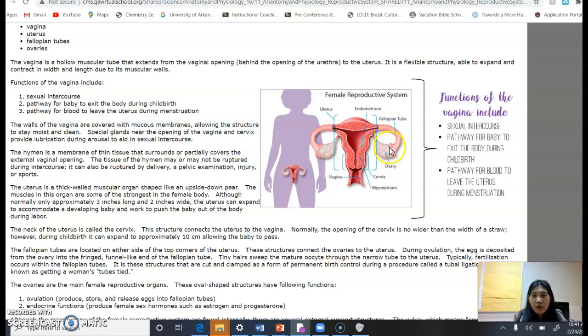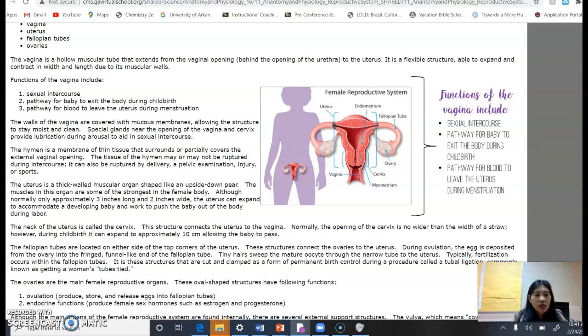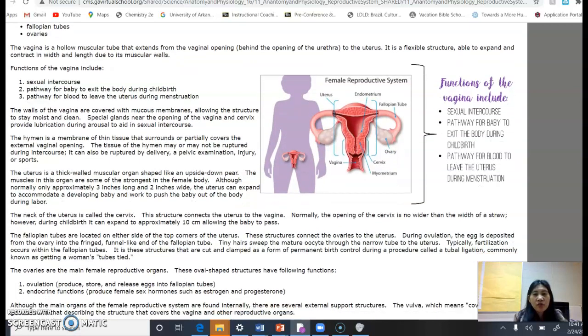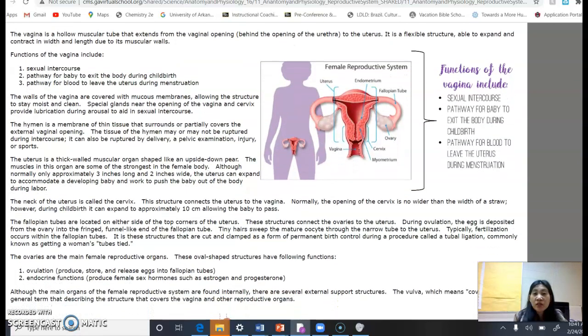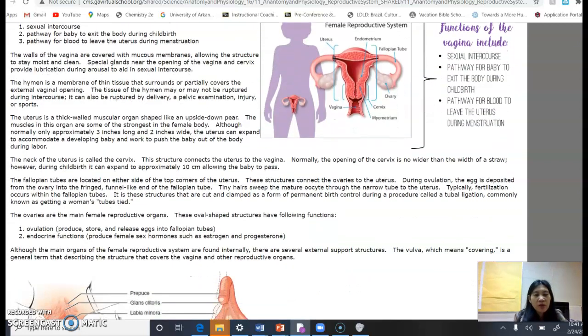So what about the ovaries, Miss A? The ovaries are the female reproductive organs. And what are the functions of these ovaries? This is for ovulation, that is to produce, store, and release eggs into the fallopian tubes, and for endocrine functions as well. I remember we studied this in the endocrine system before, the female sex hormones, which are estrogen and progesterone. These main organs of the female reproductive system are found internally.